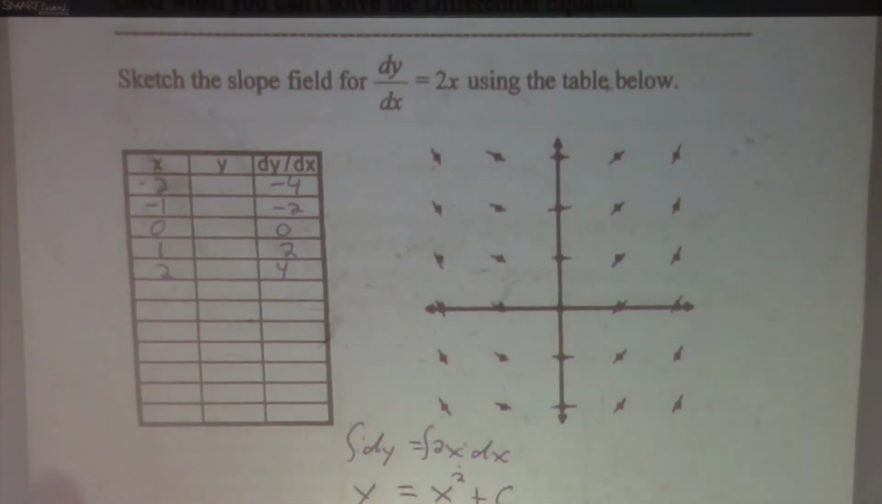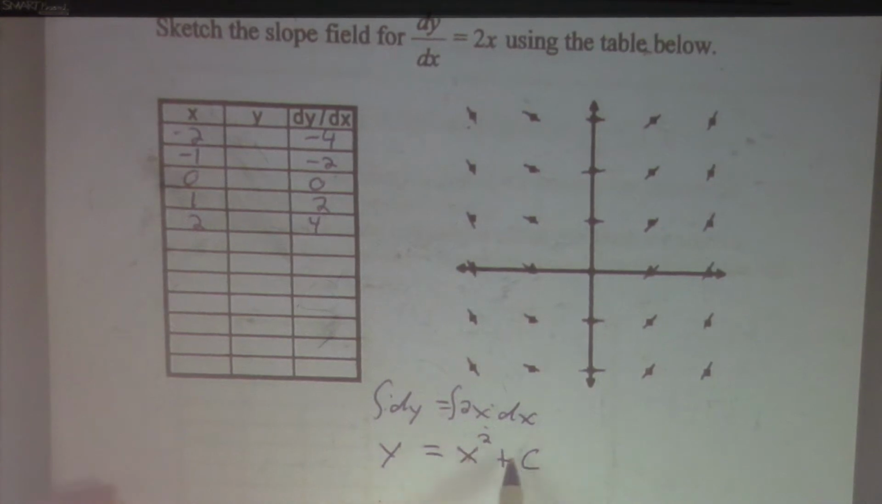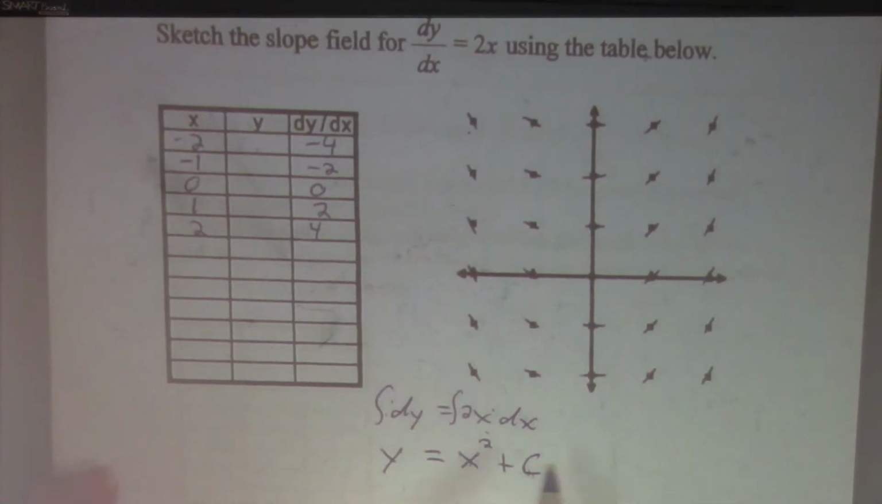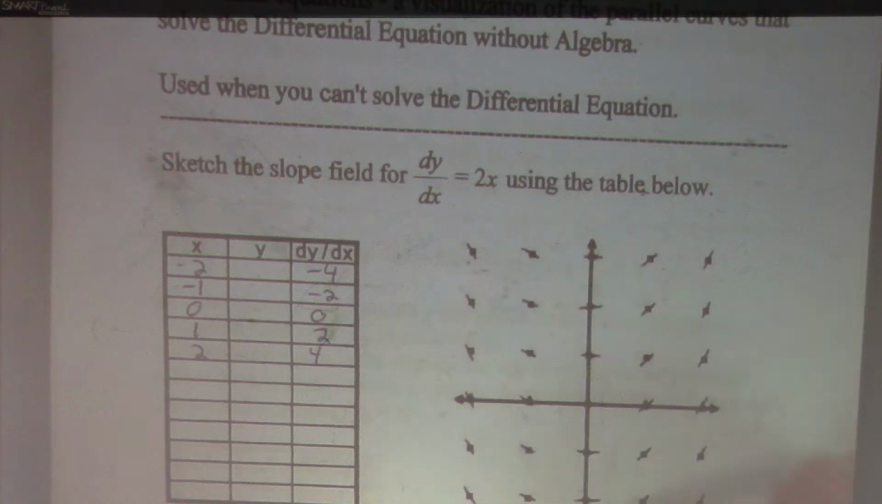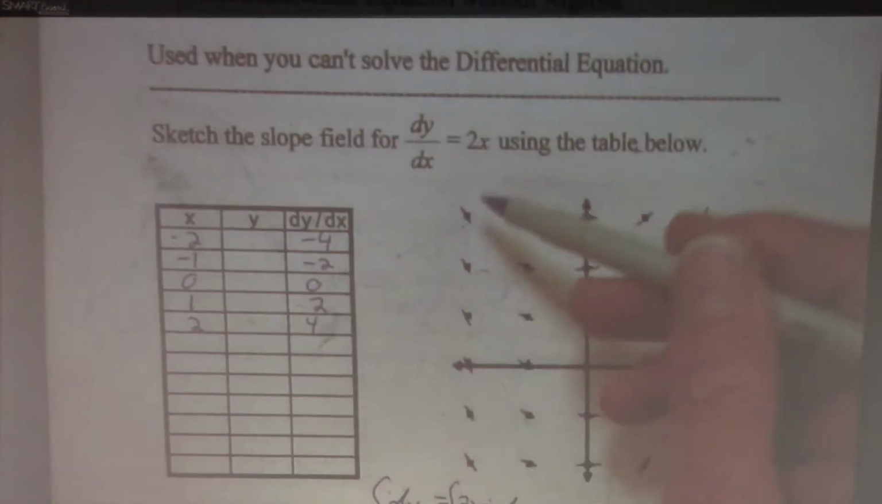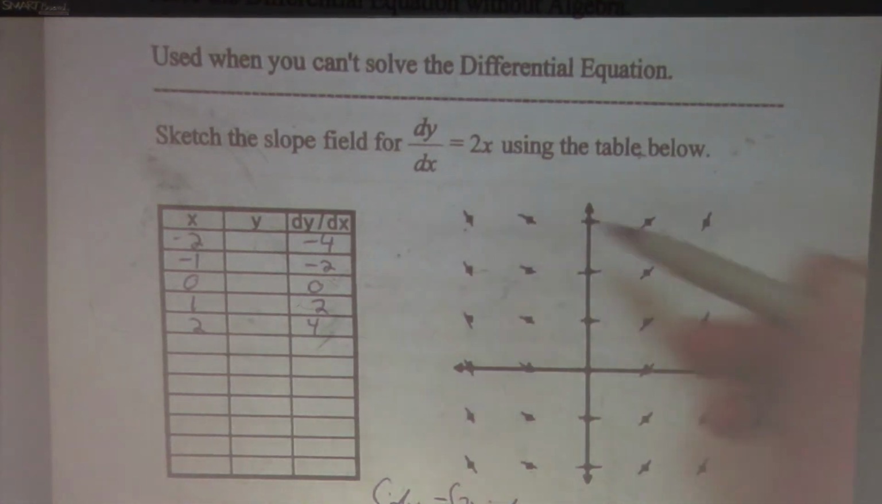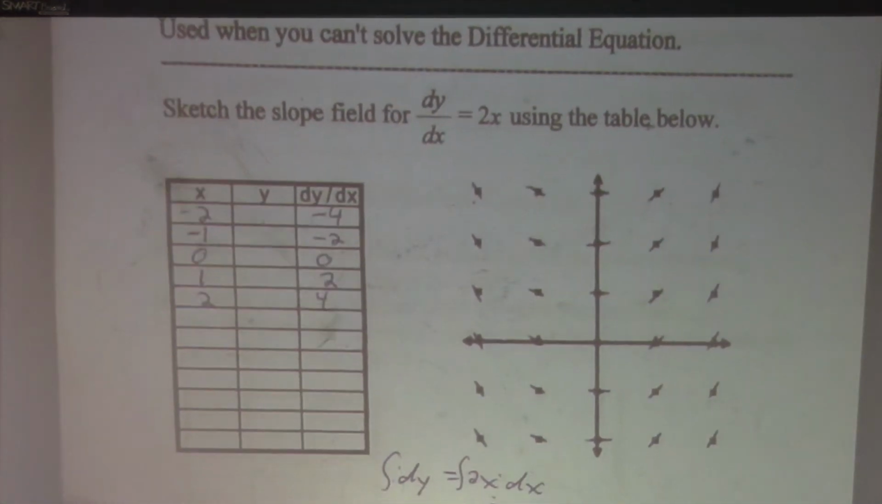So this looks like it makes sense because my solution is a parabola with some vertical shift that I don't know what c is. Maybe there's a 1, maybe c is 0, maybe c is -5. So whatever that y-intercept is, that would allow me then to know exactly where to put in the pathway of this guy. So hopefully you're seeing that a slope field is kind of like a road map or a blueprint on what the path of that solution equation would be.